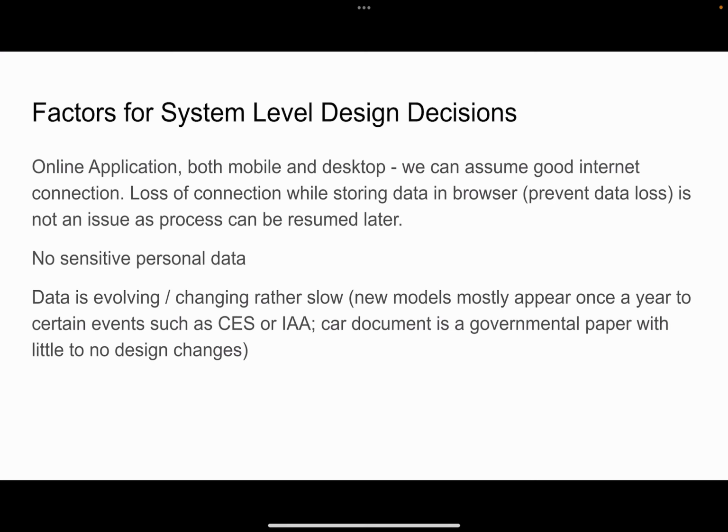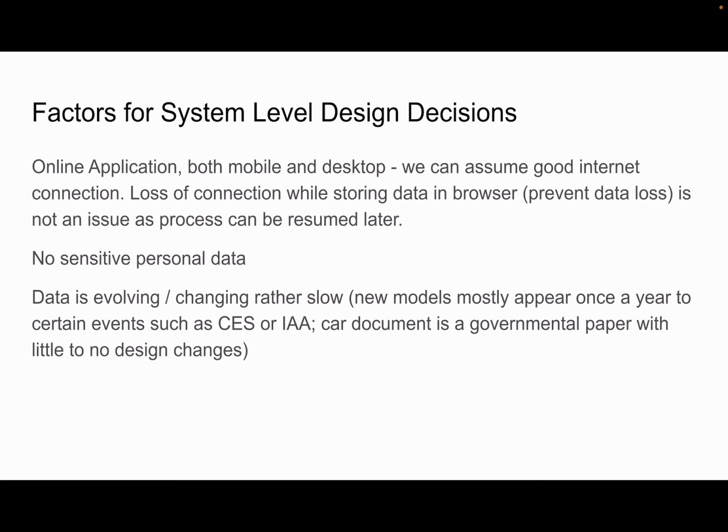First of all, regarding the solution, we do have an online application which is available both mobile and desktop, because we know that a lot of people are doing the registration of their car on a mobile device, but we can assume good internet connection. If we have a loss of connection, it's not that bad. We need to make sure that we store all the data which has already been input in the browser, so that the user can resume the process later.